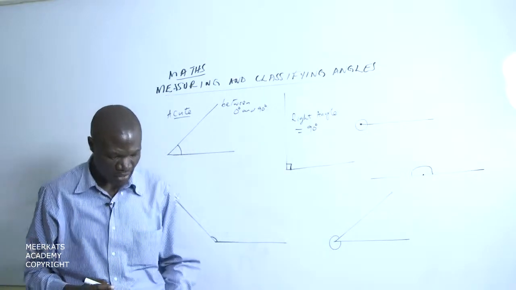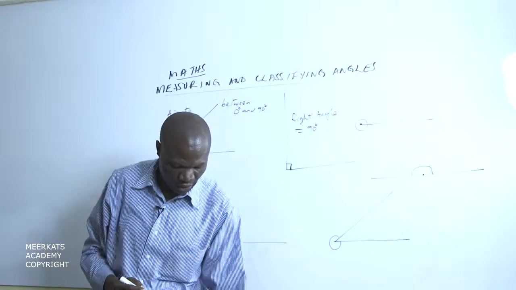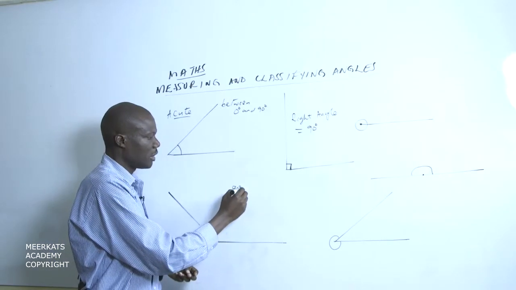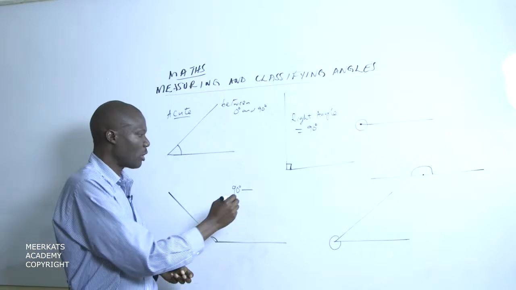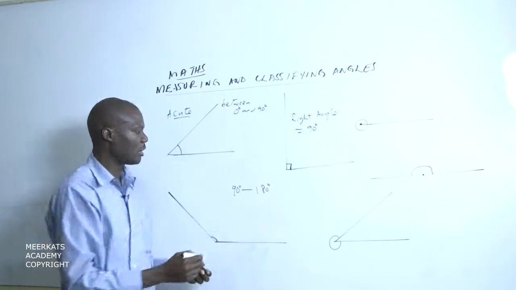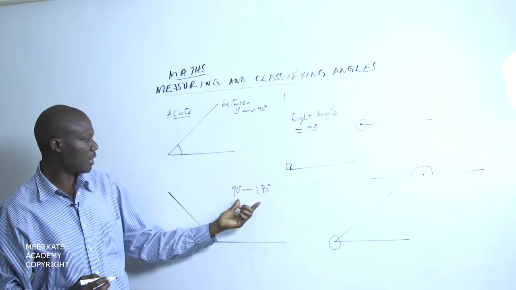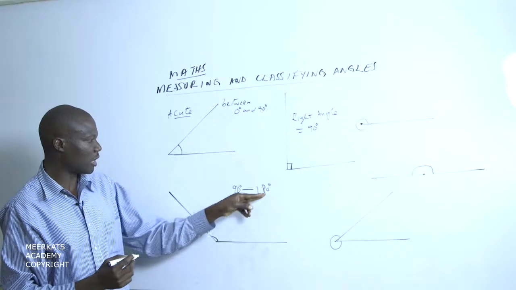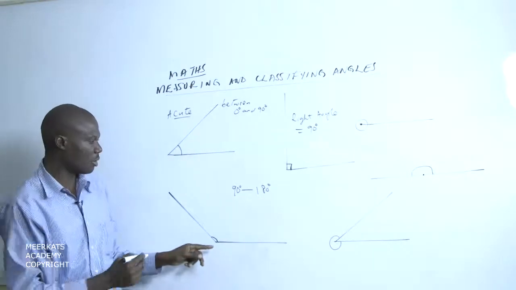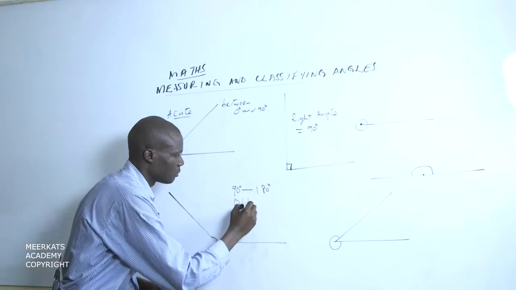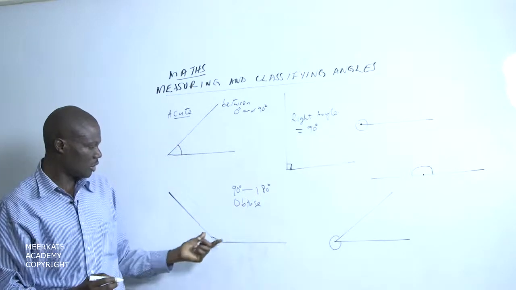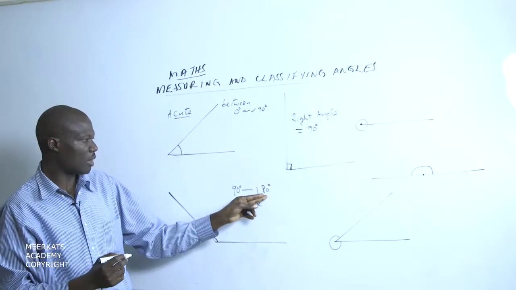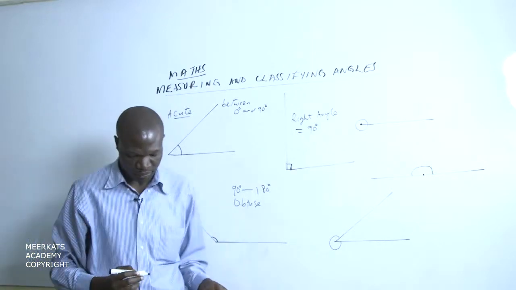The third category that we have of angles is the angle that falls between 90 degrees and 180 degrees. This angle is above 90 but less than 180 degrees. It is called an obtuse angle. An obtuse angle is an angle that lies above 90 degrees but less than 180 degrees.